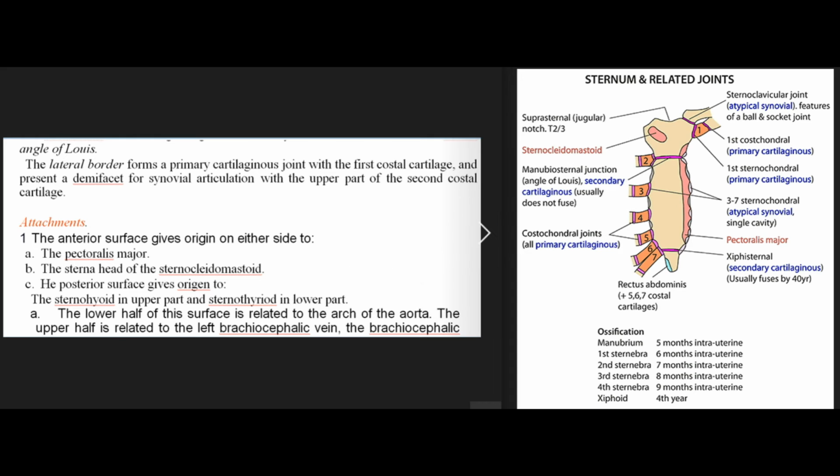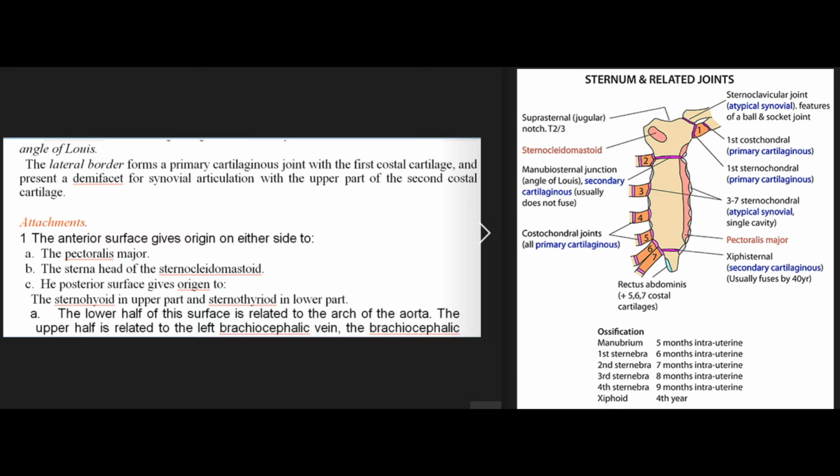The lateral border forms a primary cartilaginous joint with the first costal cartilage, and presents a demifacet for synovial articulation with the upper part of the second costal cartilage. Attachments. 1. The anterior surface gives origin on either side to the pectoralis major and the sternal head of the sternocleidomastoid. The posterior surface gives origin to the sternohyoid in the upper part and sternothyroid in the lower part.